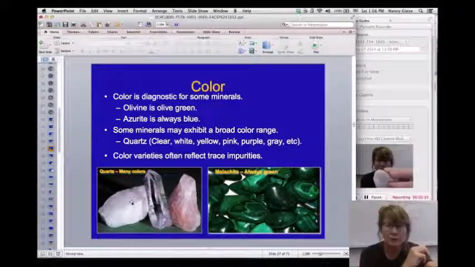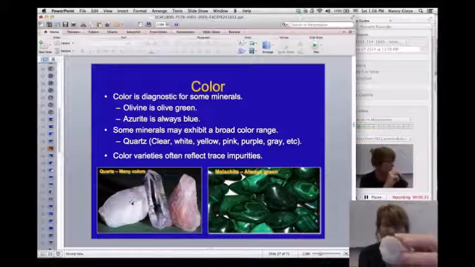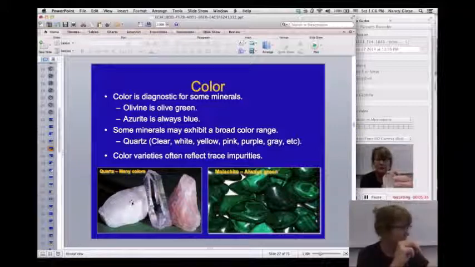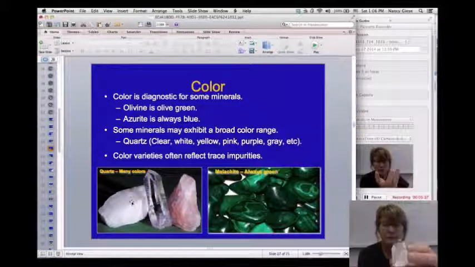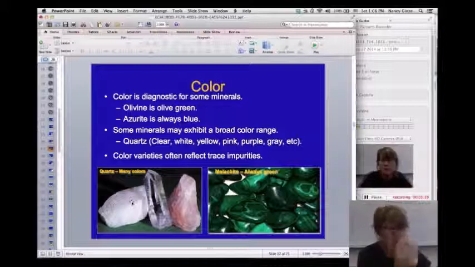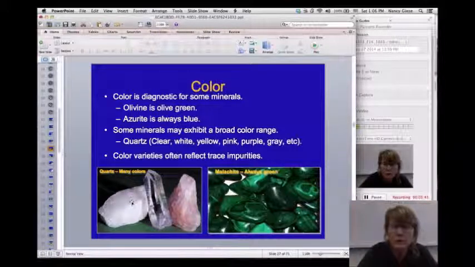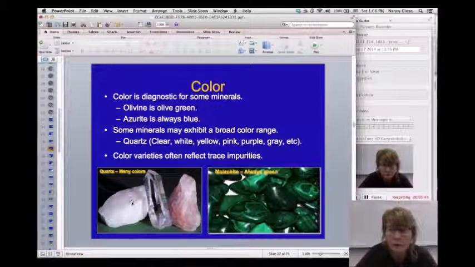It's kind of a more common, cloudy white color, or it could be completely clear like this. So how do you use color as a property to identify quartz? It can come in other colors that I haven't even shown you. So color is not extremely helpful for quartz.